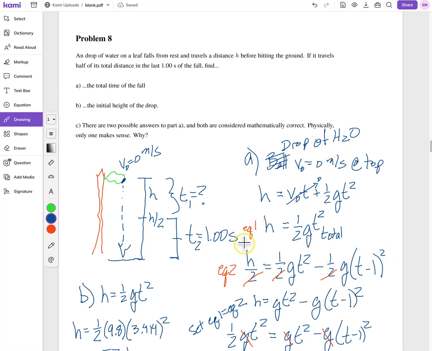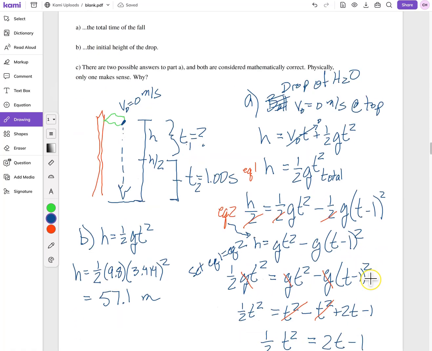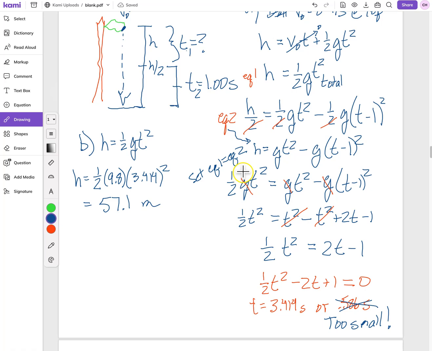I'm going to set these two equations equal to each other, because you'll notice for equation 2, I can get rid of all the 2's on the bottom, and now I have two equations for h. So I've got equation 2 right there, and I want to set the two equal to each other. Right here I've got 1/2 gt squared, that's equation 1. Equation 2 is 1/2 g times t minus 1 squared.